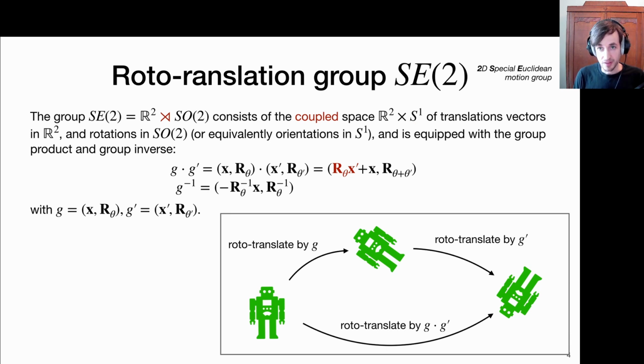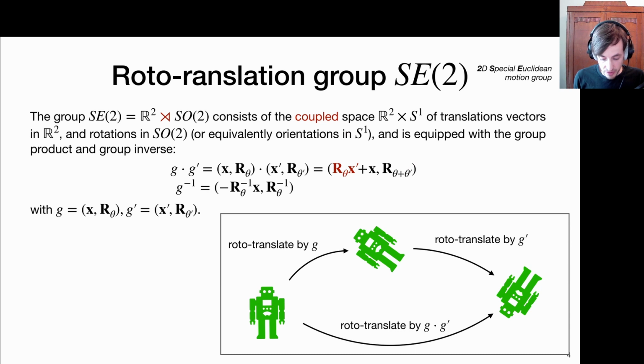Sorry for losing focus here. So the roto-translation group consists of translation vectors and rotations in SO2 and is equipped, again, with a group product and a group inverse. The group product again tells us how to concatenate two such transformations. So if I have one translation and a rotation, and another translation and rotation, and I apply them one after each other, this would be the net roto-translation. Maybe best observed in this example.